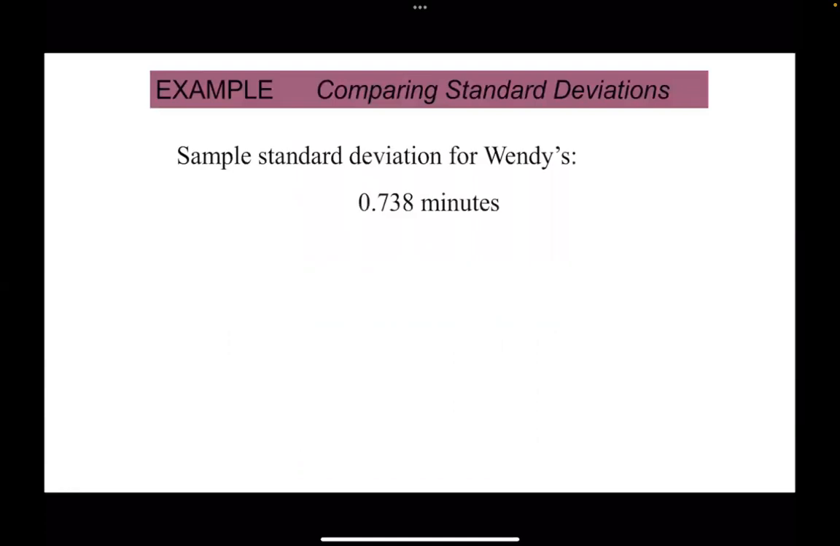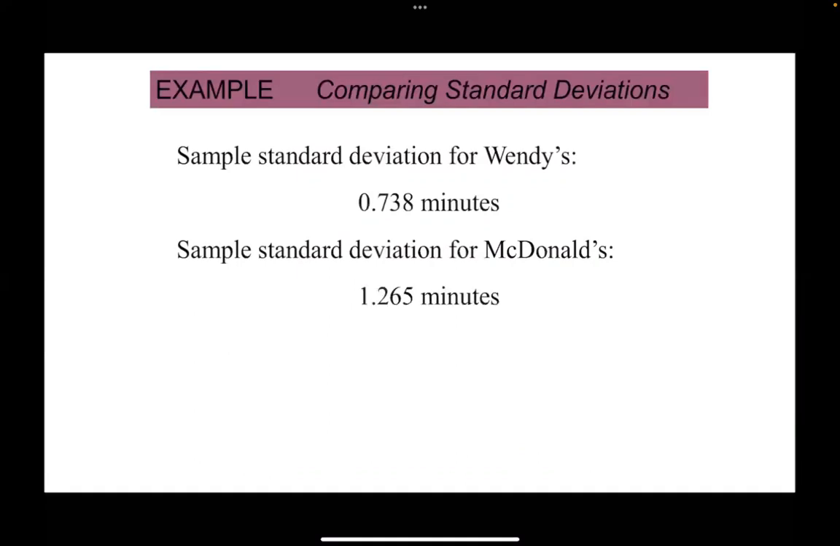My standard deviation for Wendy's is 0.738, and this is a sample because clearly that was not the entire population of orders at Wendy's. My standard deviation at McDonald's was 1.265. The reason for comparing these is I'm going to make a decision. I need to run somewhere for lunch, and I need to make sure that I can get in and out quickly. I know that I usually get in and out quickly at both of these places, but this tells you which one is more dependable.